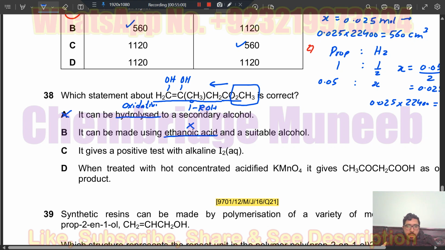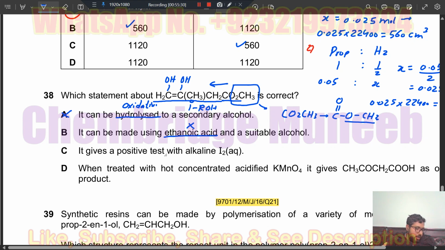Now, it should be kept in mind that when we read it this way, CO2CH3 means that C is bonded with O and with O like this, and CH3, which means the right part is the alcoholic part and the left part is the carbonyl part or the carboxylic acid part. That's why ethanoic acid cannot be the right answer.